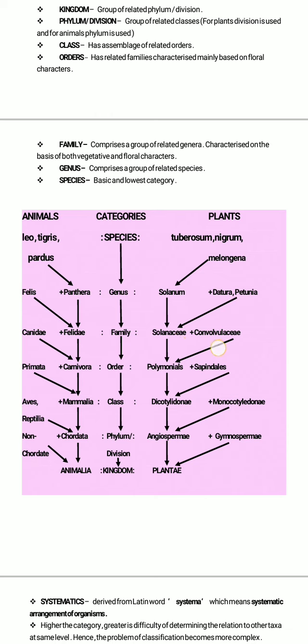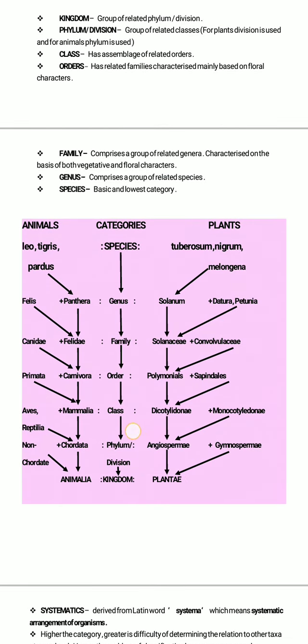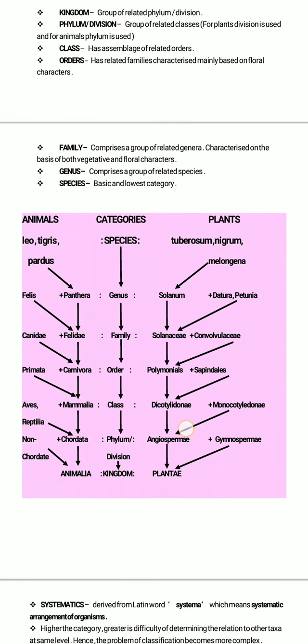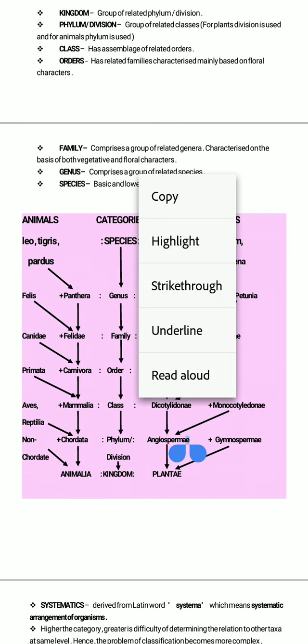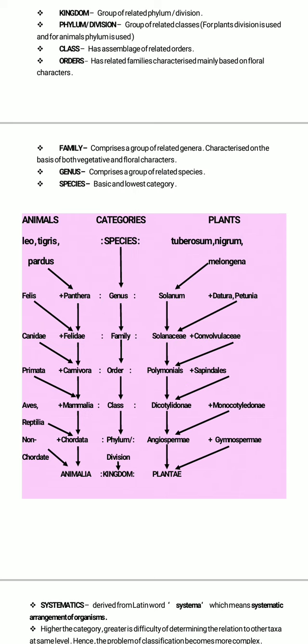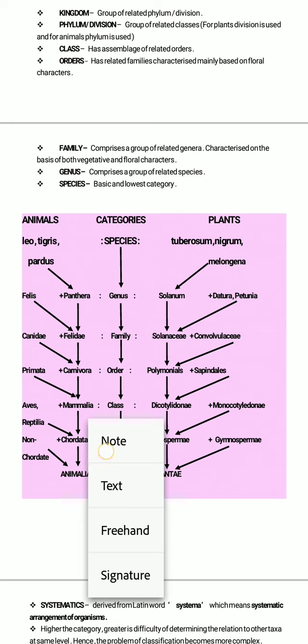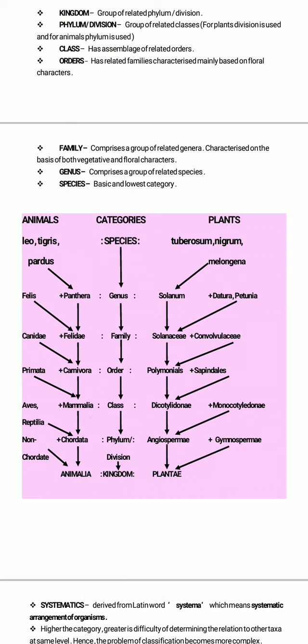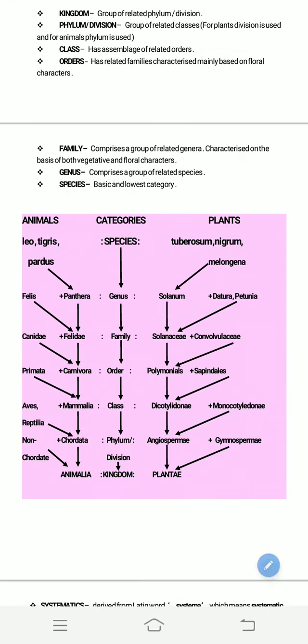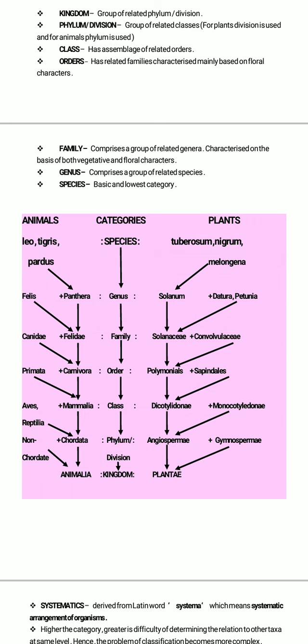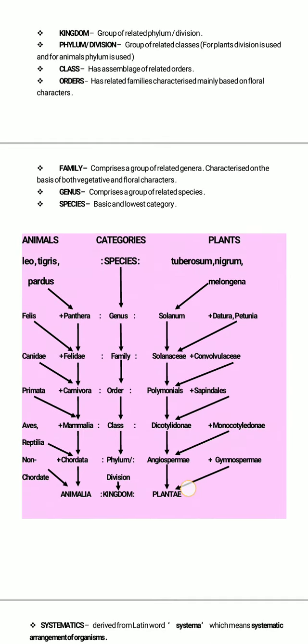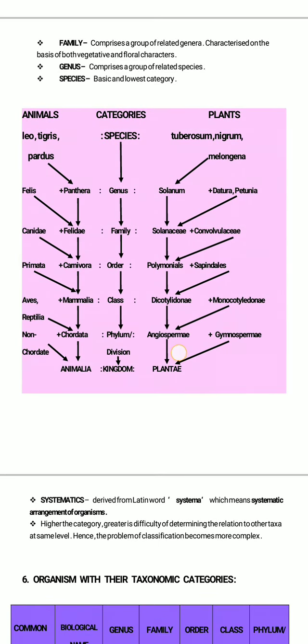And if you add Convolvulaceae, which is another family with floral characters similar to Solanaceae, you will get the order Polymoniales. And if you add another order, Sapindales, you will get a class called Dicotyledone. And if you add another class called Monocotyledone, you will get a phylum or division. Here it should be division because it is for plants. For a phylum, you should use it for animals. Here you should denote this one as a division. Then for angiosperm, if you add gymnosperm, you will get Plantae, the kingdom.